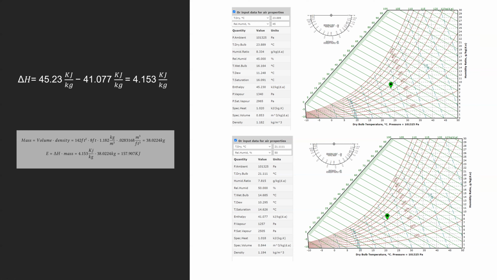And then finally you have the delta H, which is that 4.153 number times the mass of the room. It cancels out and gives you kilojoules. I left it in kilojoules because it's a pretty easy number, and it's actually extremely close to BTUs. I thought it would make a little more sense and be less confusing to see it like that.